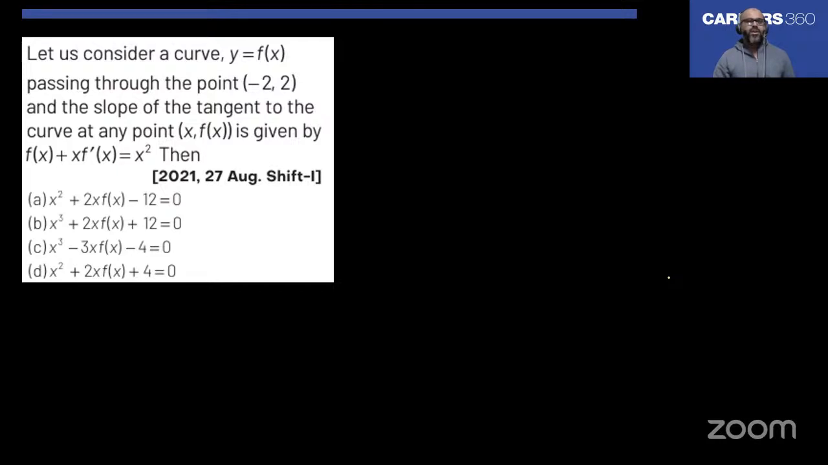Let us consider a curve y is equal to f(x) passing through the point (-2, 2), and the slope of the tangent to the curve at any point (x, f(x)) is given by f(x) plus x f dash x is equal to x square. Then which option is correct? So this is f(x), let us call it as y. That will be more user friendly. So y plus x f dash x will be dy by dx is equal to x square. This is what we have.